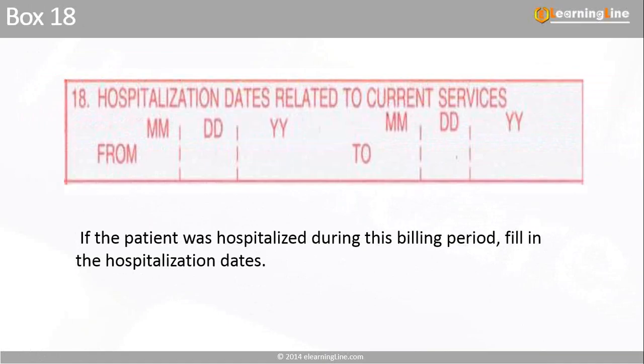Then hospitalization dates related to current services. What does it mean? If the patient was hospitalized during this billing period, fill in the hospitalization dates. So if you know both the start and the end, enter them. But if you just have the start date, then what do you do? You need to wait for the treatment to be completed so that the claim can be submitted to the insurance. Sometimes what happens is they just send out the claims and the insurance will hold that claim unless they get the final bill.